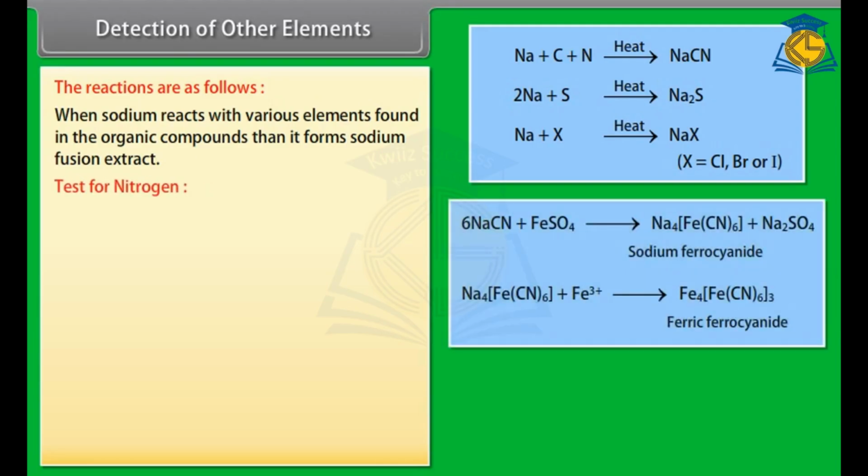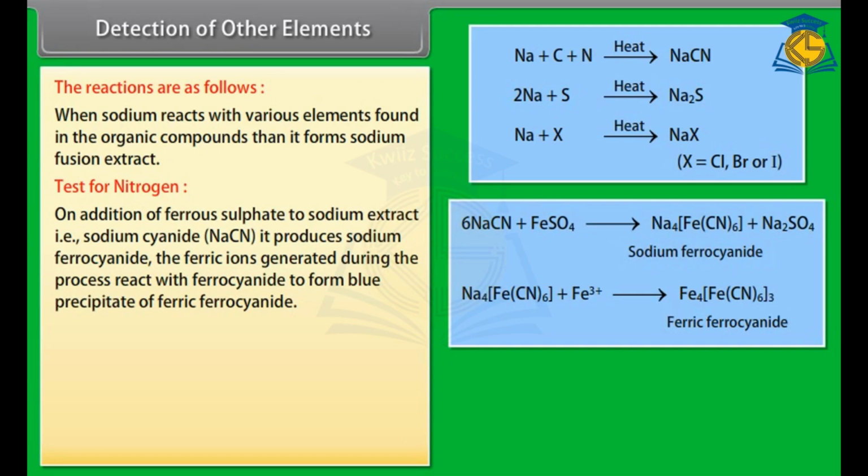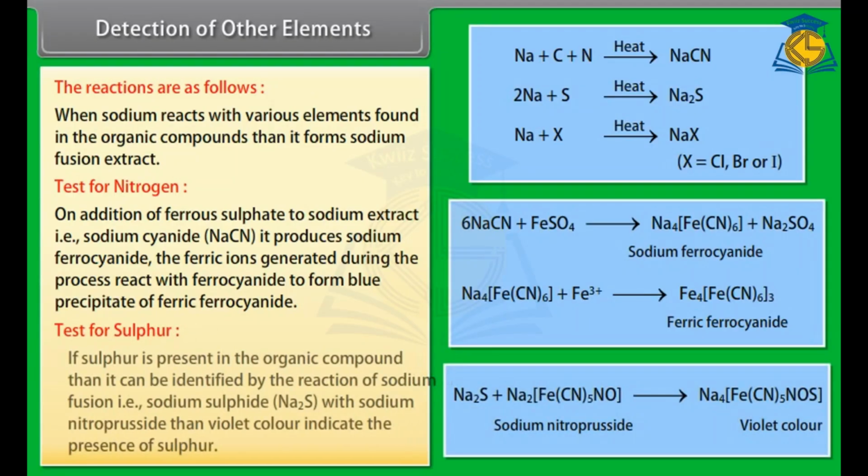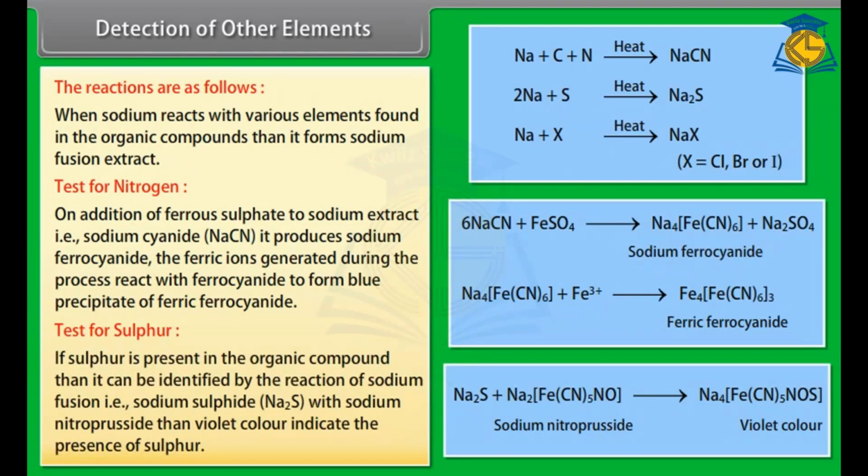Test for nitrogen. On addition of ferrous sulfate to sodium extract, that is sodium cyanide, it produces sodium ferrocyanide. The ferric ions generated during the process react with ferrocyanide to form blue precipitate of ferric ferrocyanide. Test for sulfur. If sulfur is present in the organic compound, it can be identified by the reaction of sodium fusion extract, that is sodium sulfide Na2S, with sodium nitroprusside. Then, violet color indicates the presence of sulfur.